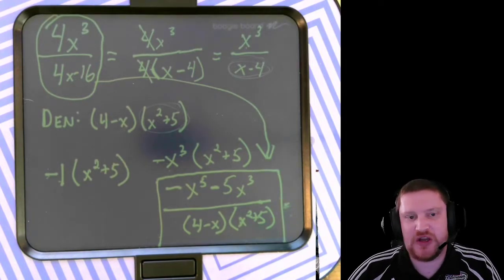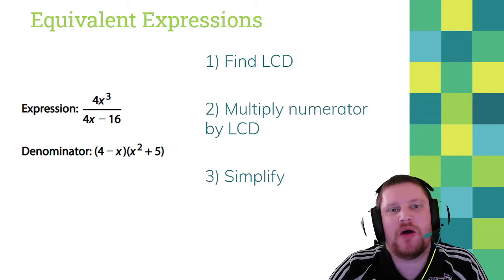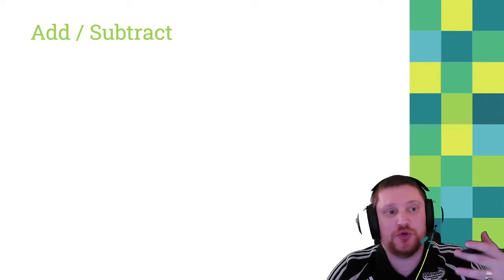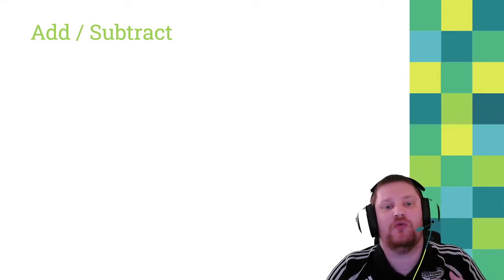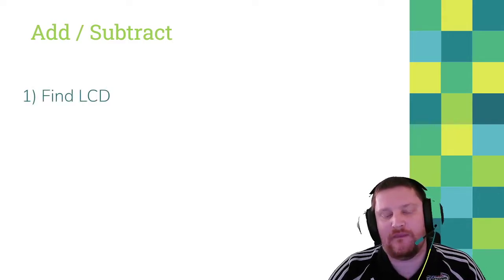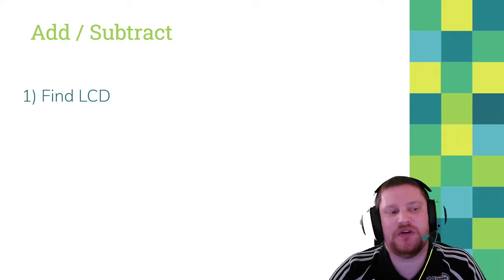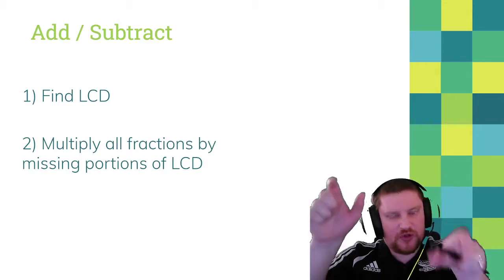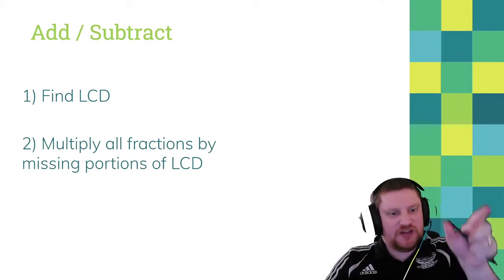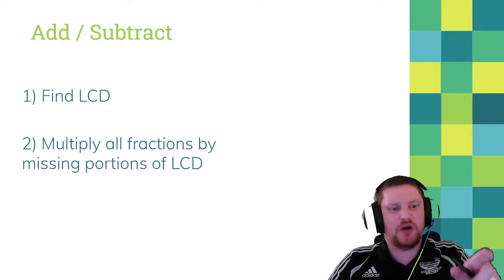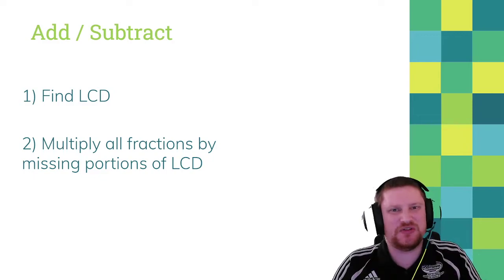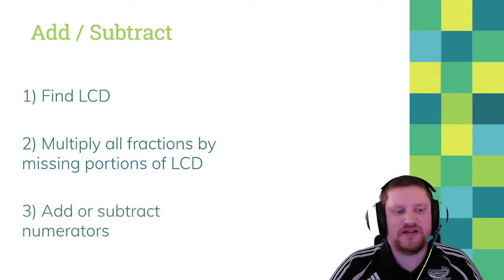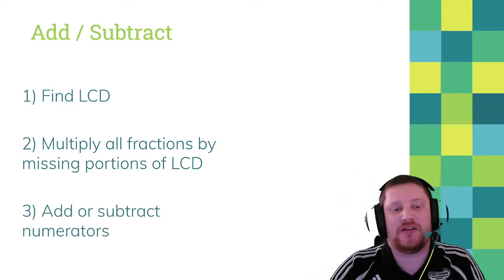Let's go ahead and go back to our slideshow. And we're going to talk about the third type of problem that you're going to run into. It's going to ask you to add or subtract two rational expressions. So, step 1, you're going to find your least common denominator, just like before. Step 2, there's going to be more than one fraction. Whatever each fraction is missing from the LCD, you're going to multiply that fraction by that. I know it sounds a little confusing, but in one sec I'll give you an example. Finally, you're just going to take the numerators and add or subtract them, whichever the problem says.